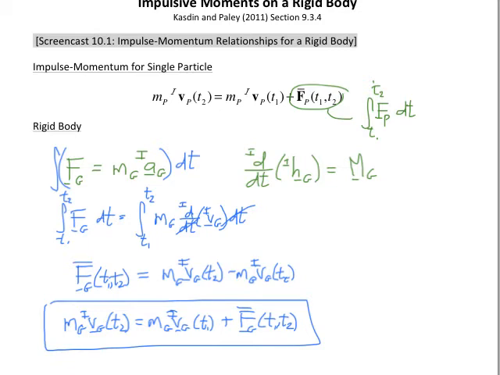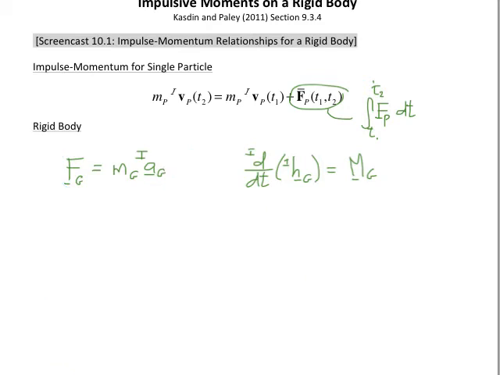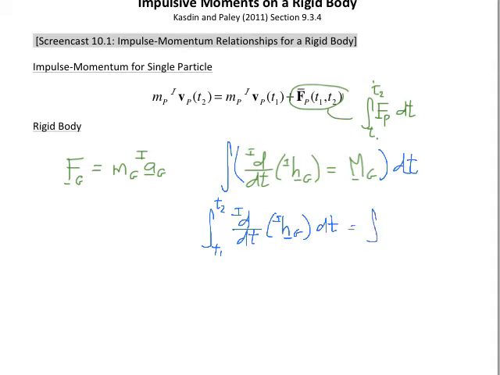translational trajectory. Let's go through the same process for Euler's second law. To obtain an impulse-momentum relationship here, we'll take the time integral from t1 to t2 across the entire expression, and so that gives us the integral from t1 to t2 of the time derivative of our angular momentum as observed in the inertial reference frame. This is dt, and then we'll be integrating our moment about the center of mass from time 1 to time 2.